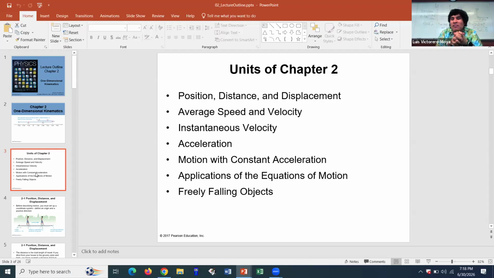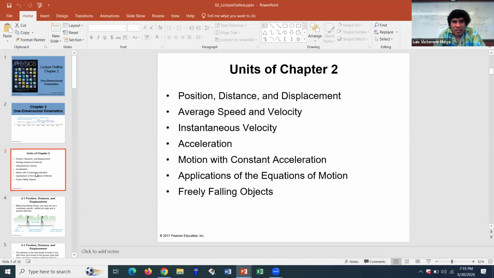Okay? Then you have speed and velocity. Right? And they are different. Right? Speed is basically the magnitude, the scalar quantity. And speed is related to distance, while velocity is related to displacement. Then we talk a little bit about instantaneous velocity.